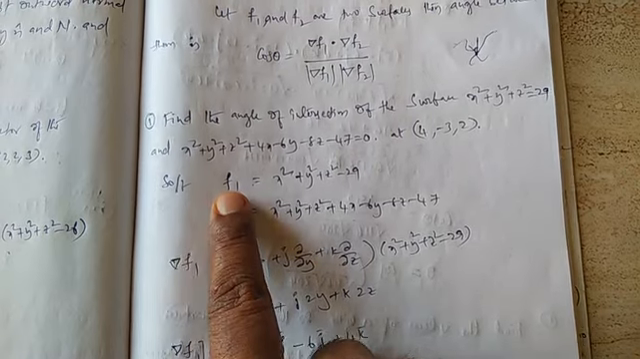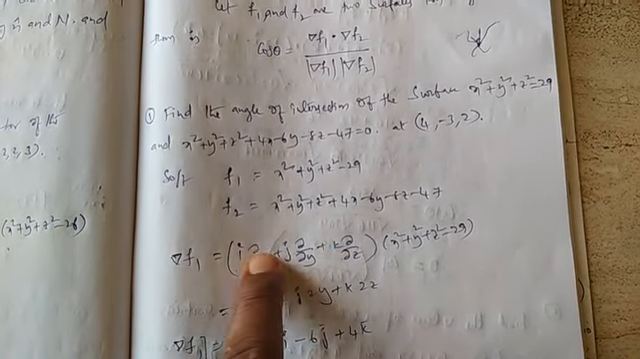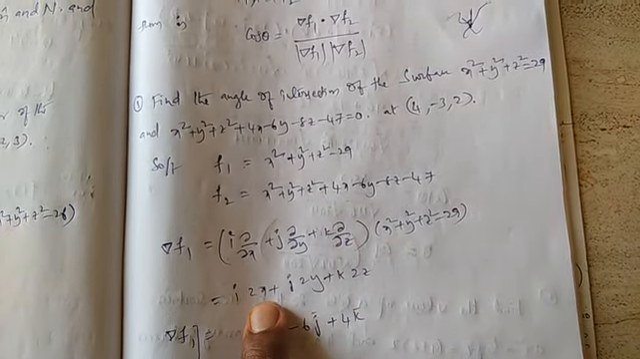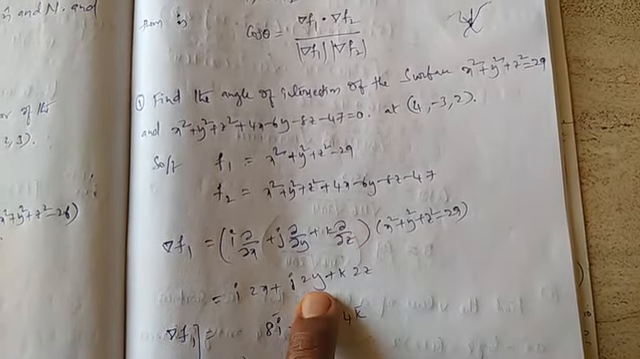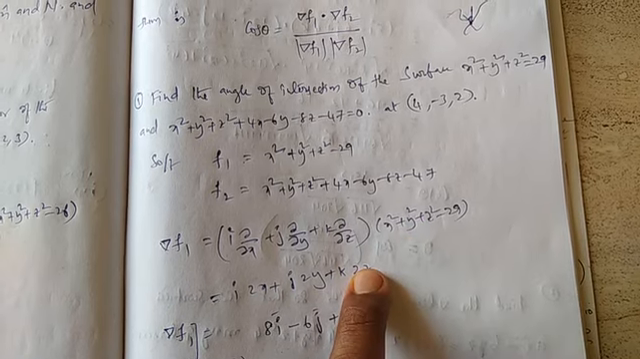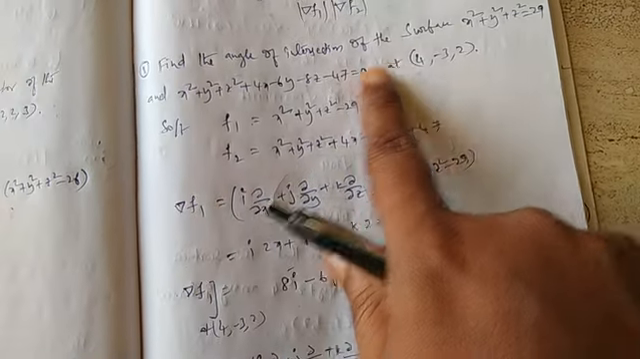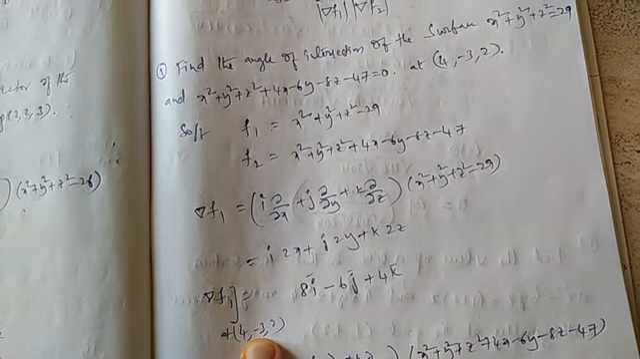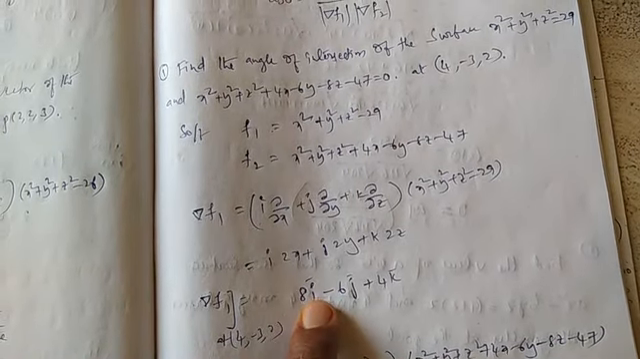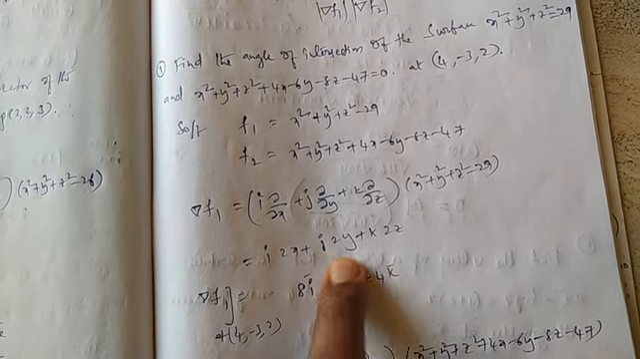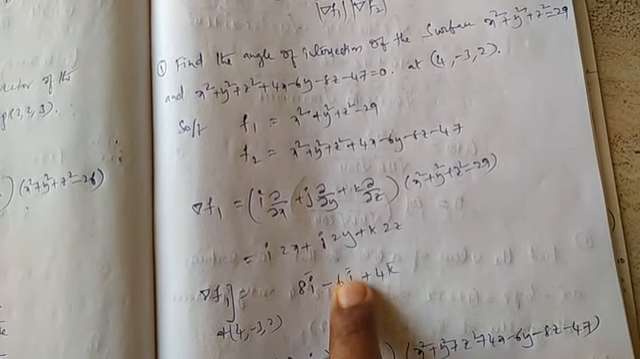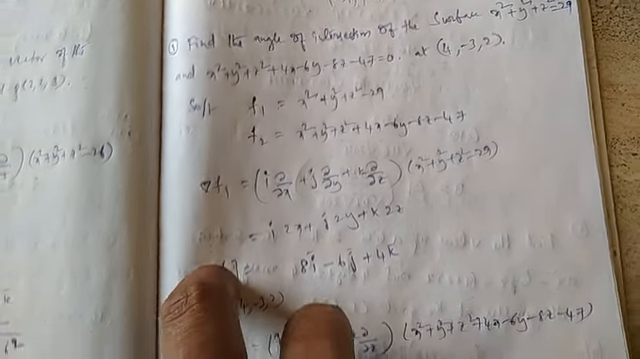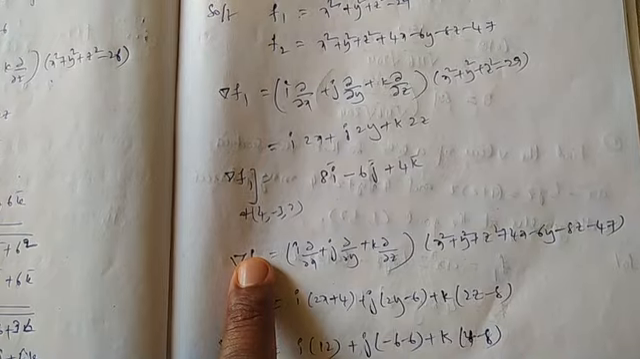Let f1 and f2 be the surfaces. When I apply del f1, dou by dou x gives 2x, dou by dou y gives 2y, and dou by dou z gives 2z. Now at the point (4, -3, 2), substitute x as 4, y as minus 3 and z as 2. We get 2 times 4, which is 8i; 2 times minus 3, which is minus 6j; and 2 times 2, which is 4k. This is del f1.